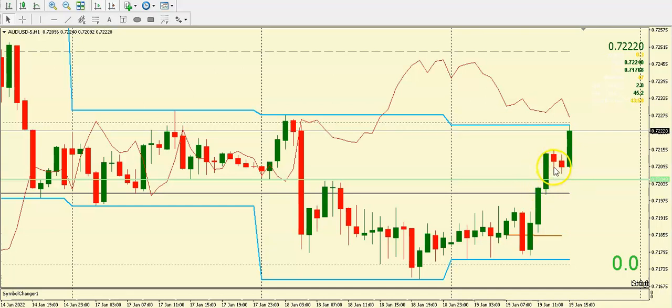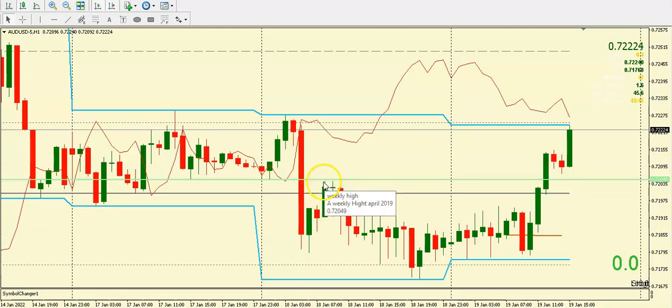So the first PD array is the institutional order flow entry drill here, which, note, is also in between this, the current highest level that got filled. So it's from here to here.